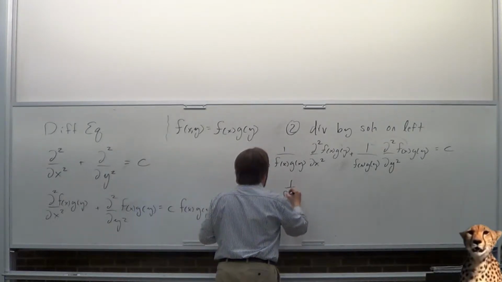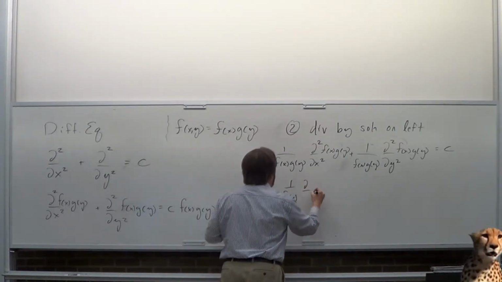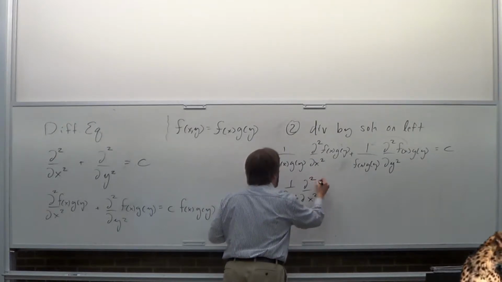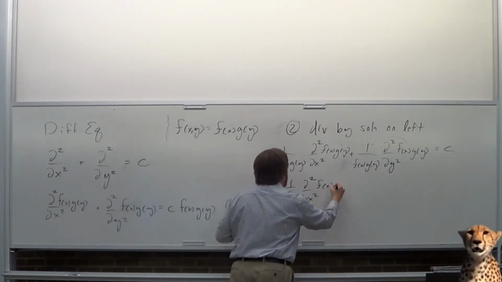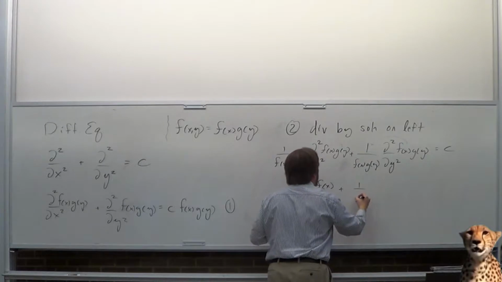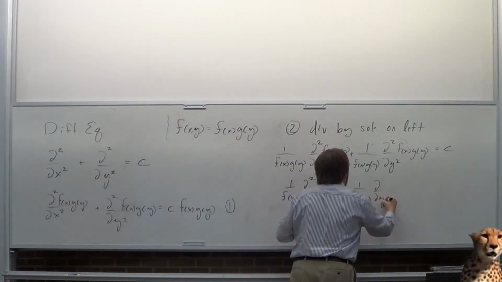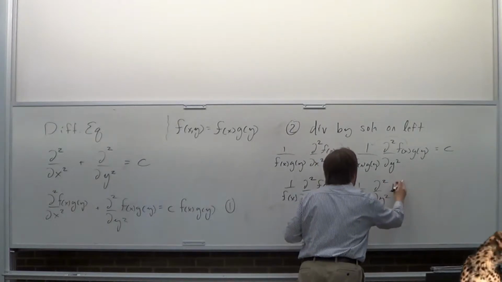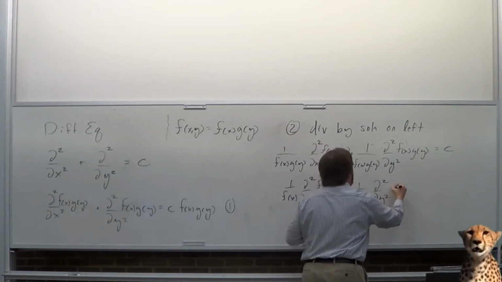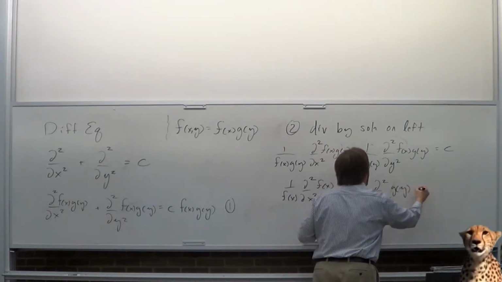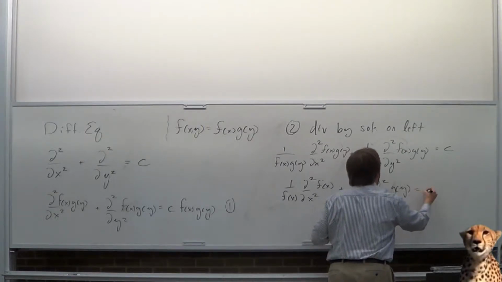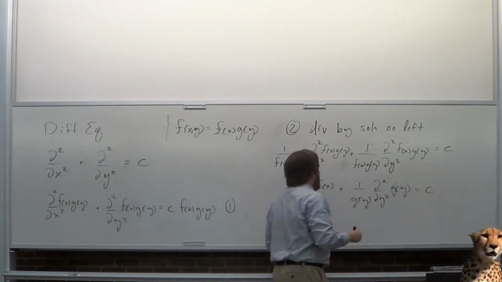You end up with 1 over f of x, double derivative, f of x. Over here, same with g of y, the f of x is canceled. Here's your wall, here's your barrier, your y barrier, that keeps g of y inside on the right, and that's why it wasn't canceled. And that's still equal to a constant.